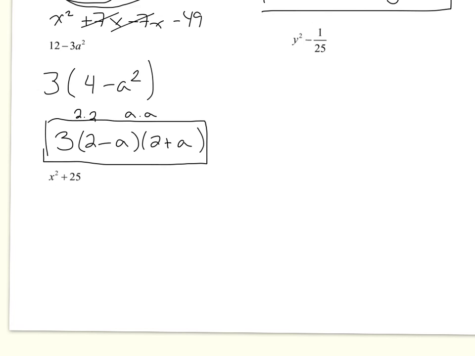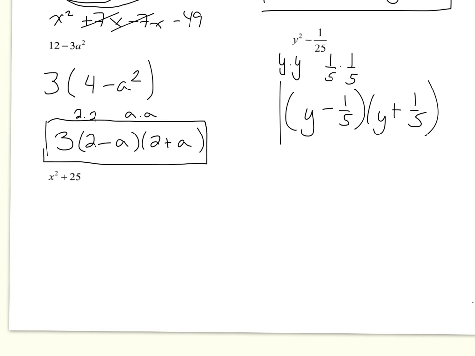Okay, let's look at the next one. Y squared minus 1/25. A little trickier because of the fraction, but these are still both perfect squares, because y squared is y times y, and 1/25 is 1/5 times 1/5. So if I factor this, it is a difference, so y minus 1/5, y plus 1/5. So really just picking out the pattern and applying the rule.